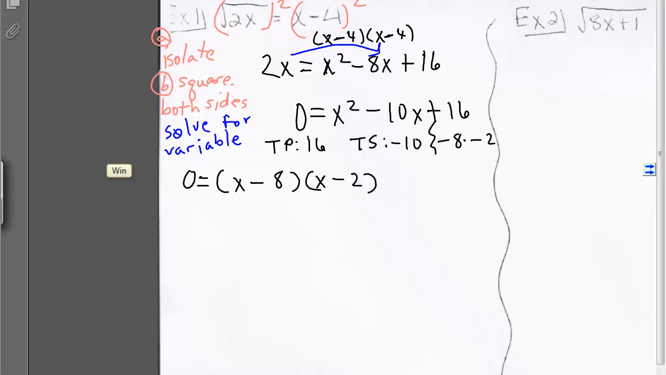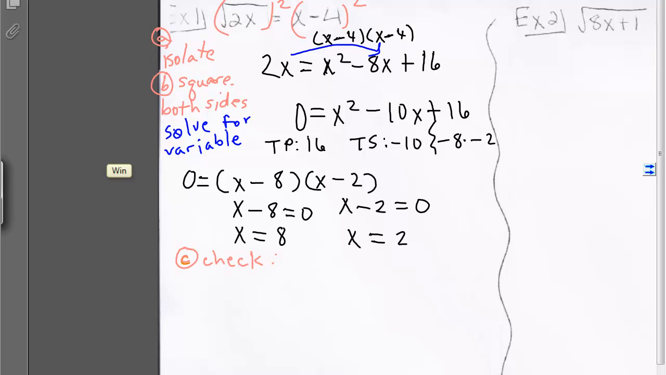The two factors that give me 16 but combine to give me negative 10 are negative 8 and negative 2. These go in my parentheses. Set each factor equal to 0 and solve for x. I get x equals 8 and x equals 2.